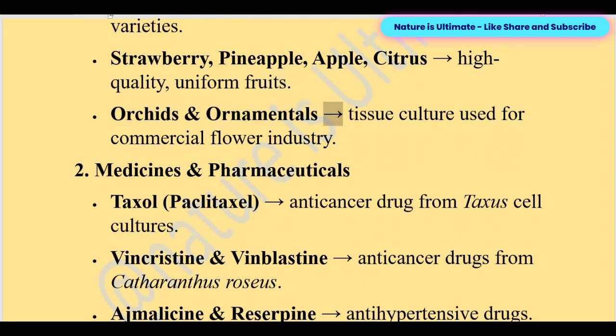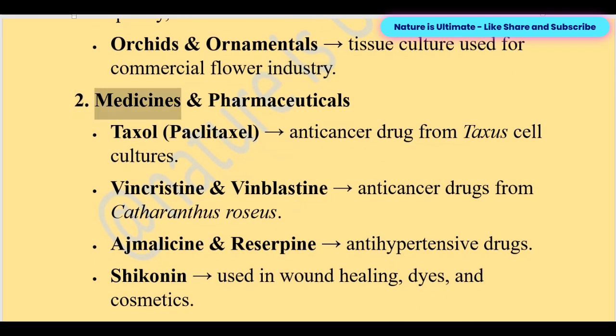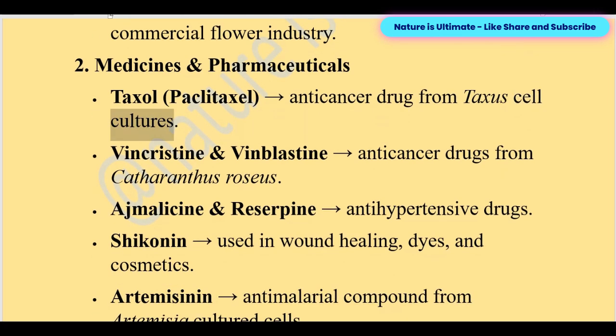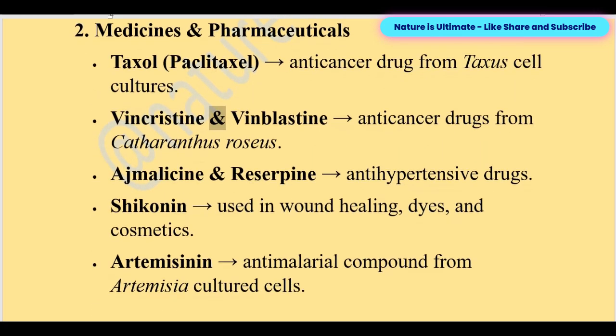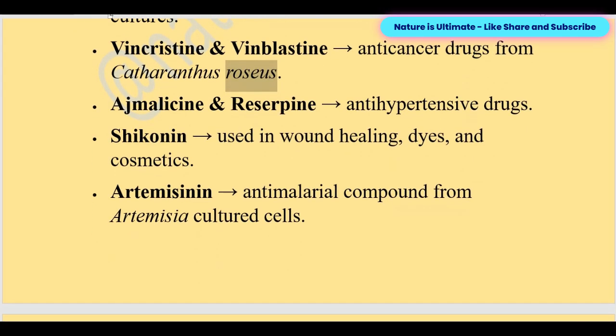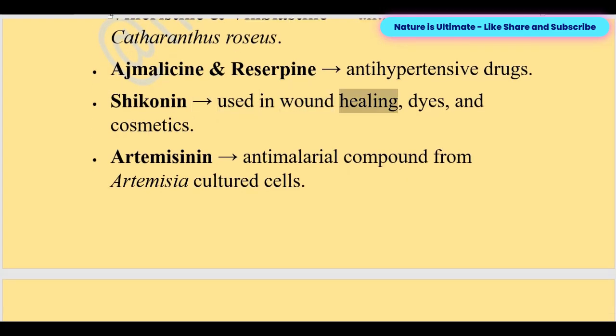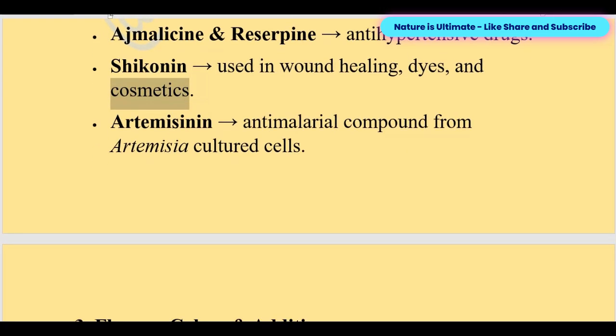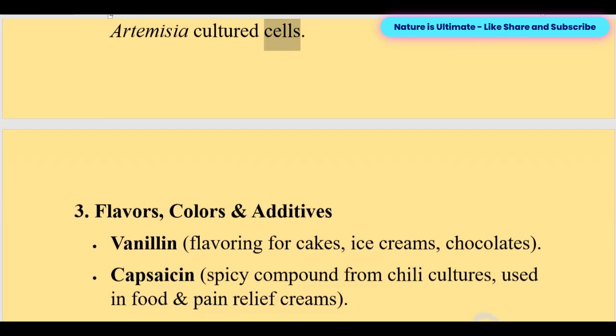Orchids and ornamentals → tissue culture used for commercial flower industry. Two, medicines and pharmaceuticals. Taxol, paclitaxel → anti-cancer drug from Taxus cell cultures. Vincristine and vinblastine → anti-cancer drugs from Catharanthus roseus. Ajmalicin and reserpine → anti-hypertensive drugs. Shikonin → used in wound healing, dyes, and cosmetics. Artemisinin → anti-malarial compound from Artemisia cultured cells.